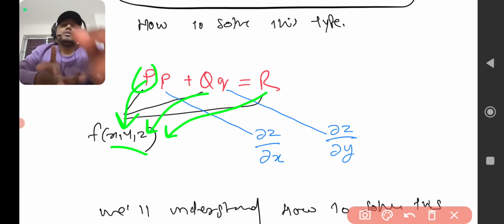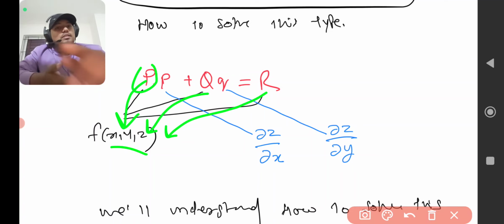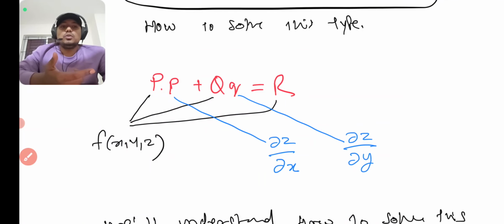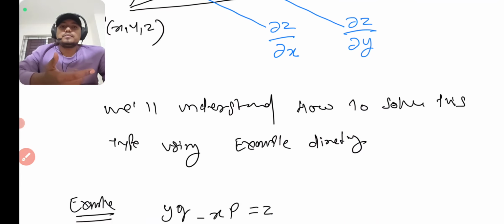Suppose P can be e to the power xy, P can be x squared plus y squared, P can be x squared, y squared, z squared. You understand, P, Q, R all can be functions of x, y, z individually or separately, full freedom. But small p and small q are the derivatives, dou z by dou x and dou z by dou y.